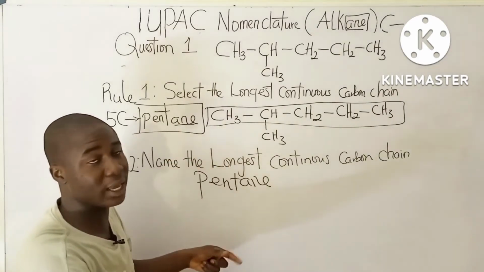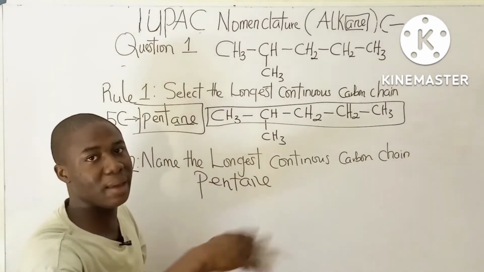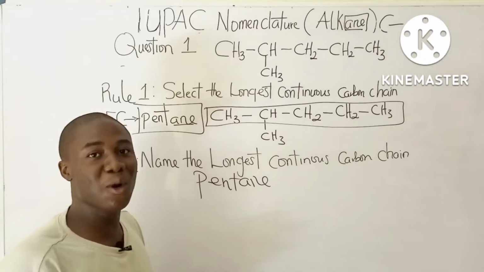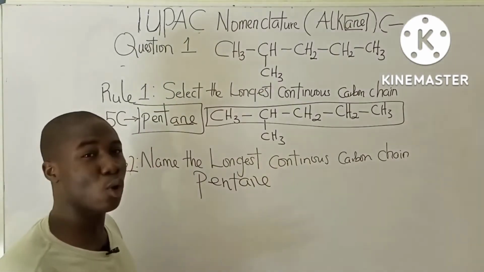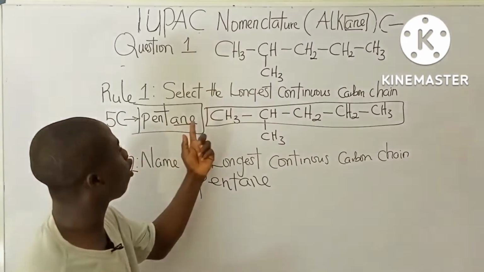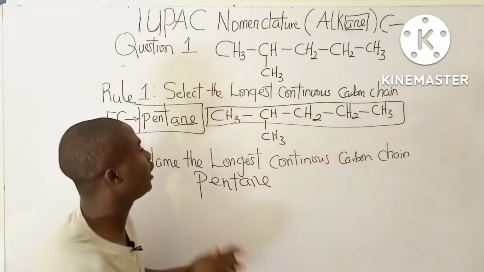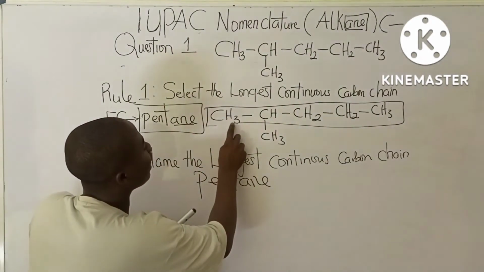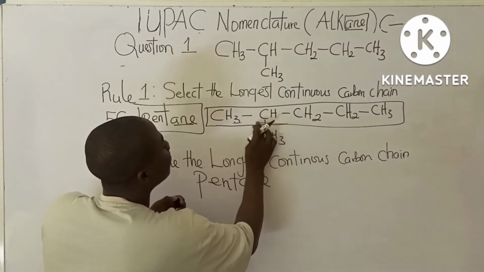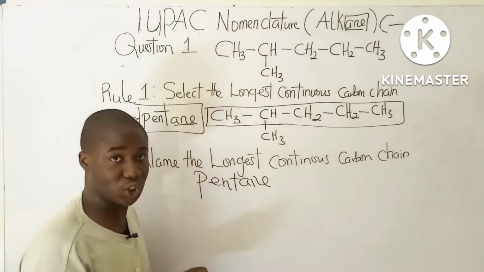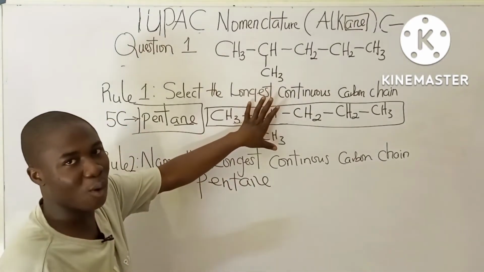So since it's an alkane, you add A and E to the name, and it becomes pentane. Now, rule number 3 is to number the longest continuous chain. You can see that here gave us the parent name of the compound. So let us number the longest continuous chain of this compound.